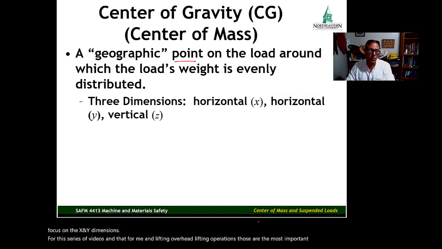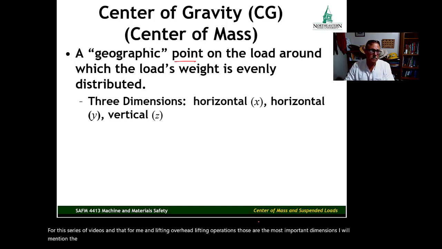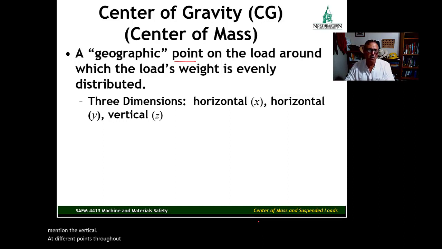I will mention the vertical at different points throughout the series, but for the most part we're focusing on a 2-dimensional center of gravity, the x and y axes.